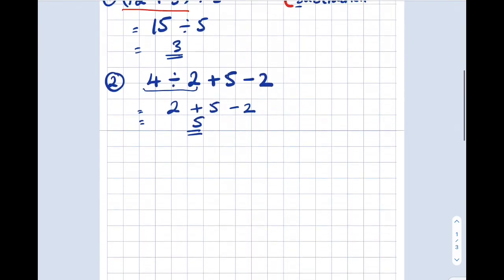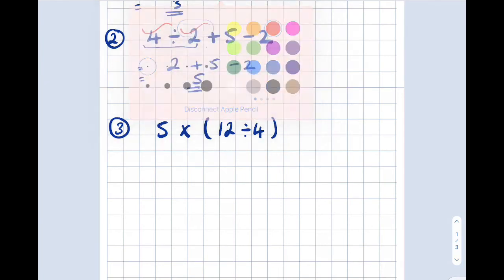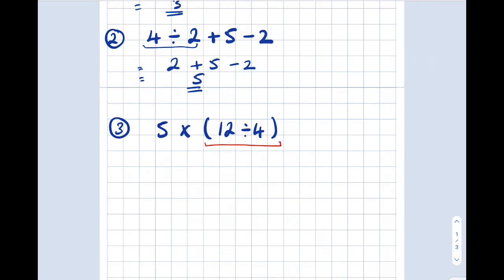Okay, next example, number 3. Let's have a look at this one. So here's a good one. 5 times bracket 12 divided by 4. Again, we need to look at our list and we decide that brackets go first. So we'll do what's inside the brackets, but keep everything else the same. 12 divided by 4 is 3. Go back to the left-hand side and say 5 times 3. The answer is 15.